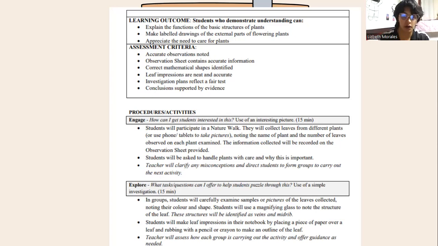Then we have explore. The explore is the way that the teacher makes the students figure out the topic and figure out the things that they do.